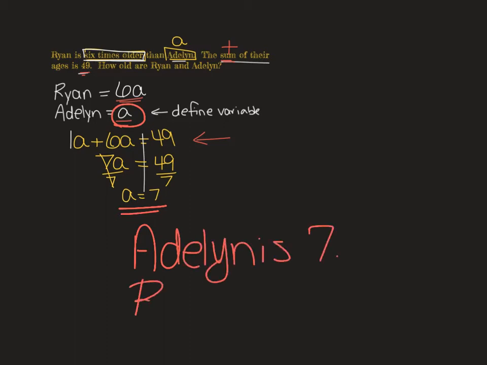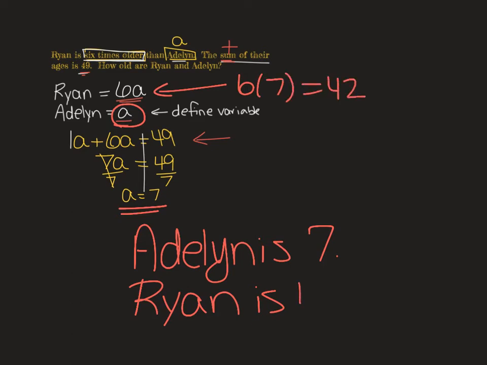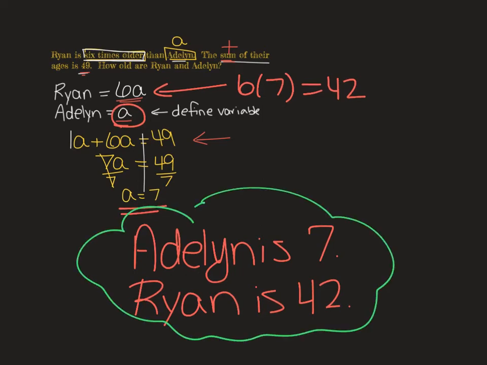And then it says Ryan is 6 times older. So Ryan is 6 times A, 6 times 7, which is 42. So Adeline is 7, Ryan is 42. If I add those together, I get a sum of 49. So I know that my answer checks.